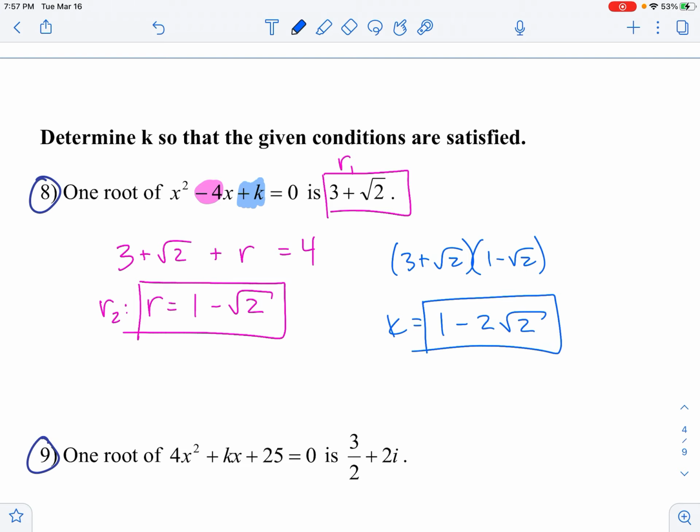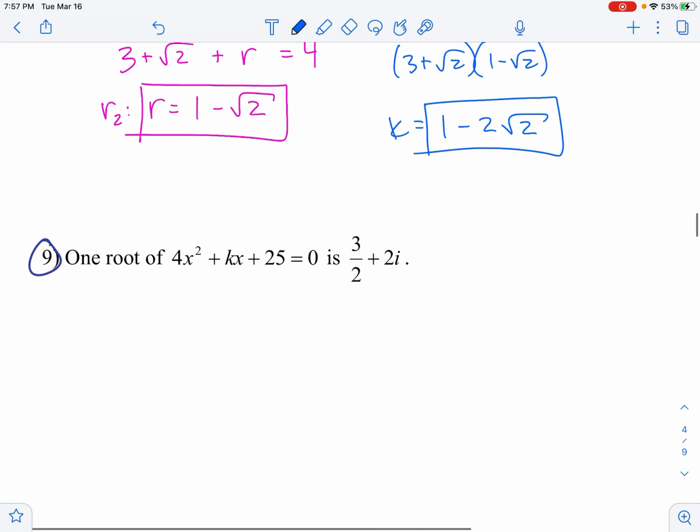Question number 9. We are going to use something here that we know. First of all, I do know my product, but oh wait, I don't actually know my product yet, because if I want to use that, I've got to divide everything because I want an x squared. So if I wanted to do that, I could do x squared plus k over 4x plus 25 over 4. If I divide out my 0, I still just get 0, so that's fine. Now I can do my sum and product.